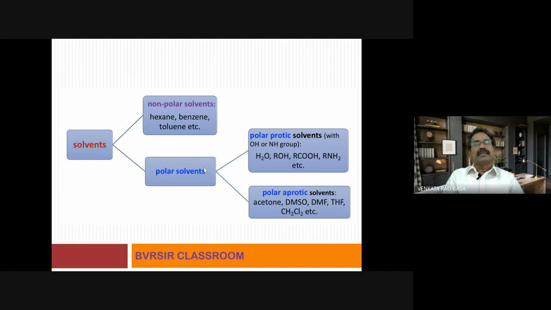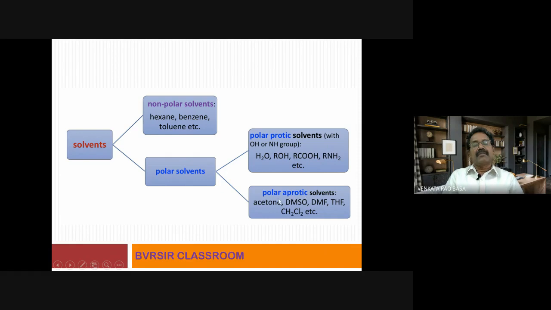Okay. Now, these polar solvents are again two types. Polar protic solvents, those having OH, NH groups, etc. For example, under polar protic solvents, we can consider H2O. Water is a very good solvent, and also it is a polar protic solvent. Alcohol is represented as ROH. Carboxylic acid, RCOOH. Amine, RNH2, like that.